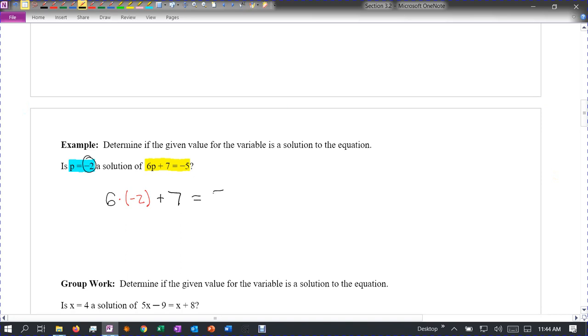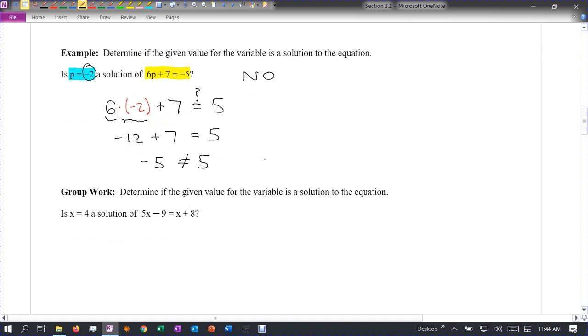Is that equal to 5? This is a question. Is this true? So 6, we do multiplication first. So 6 times -2, it's -12 plus 7. Is that equal to 5? Well, -12 plus 7, that's actually -5 on the left-hand side, and that is not equal to 5. So the answer to this is no, that is not a solution. We need that to be equal at the end.